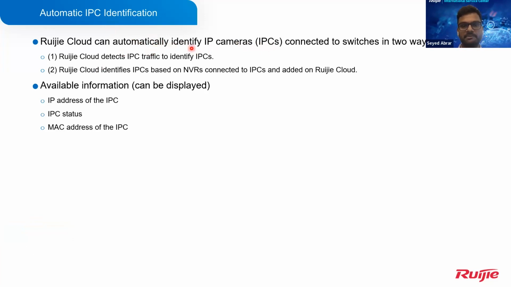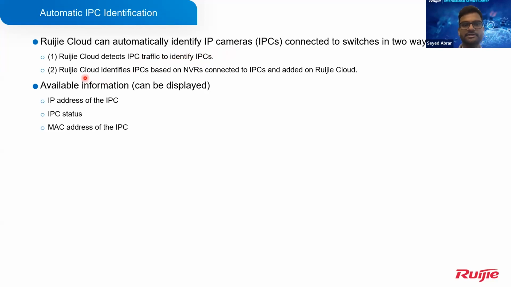So how are the IP-based cameras identified? First, it detects IPC traffic on the network, on the switch port. Even if you have many manufacturers in your CCTV network, like Hikvision, Dahua and many more, all the traffic generated by the cameras will be monitored on our switch ports and switches. Then it will identify whether it is an IP-based camera or not, irrespective of the manufacturer.